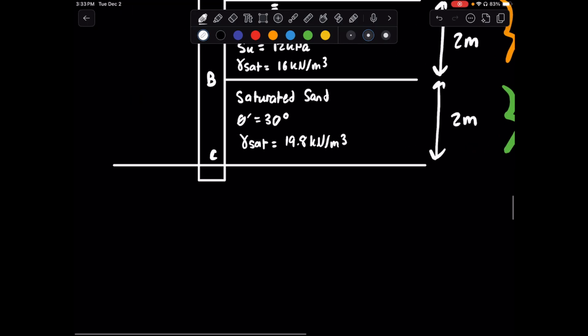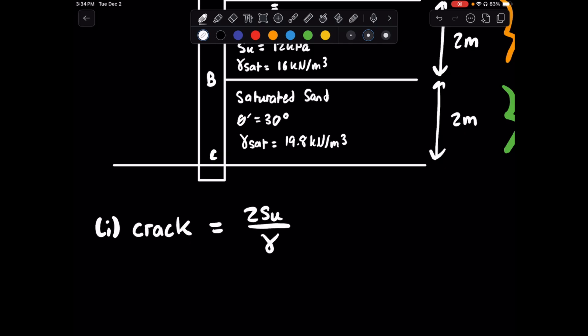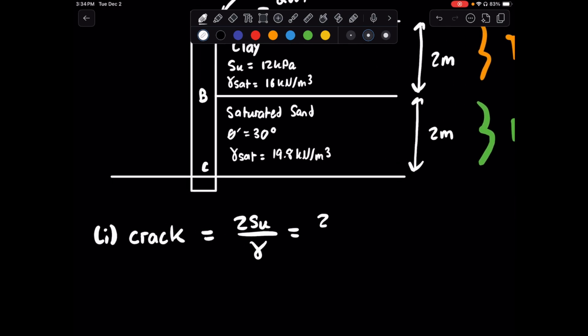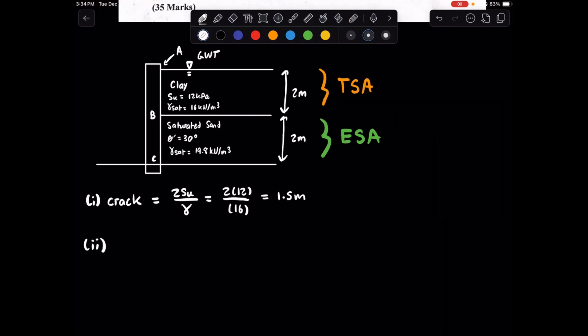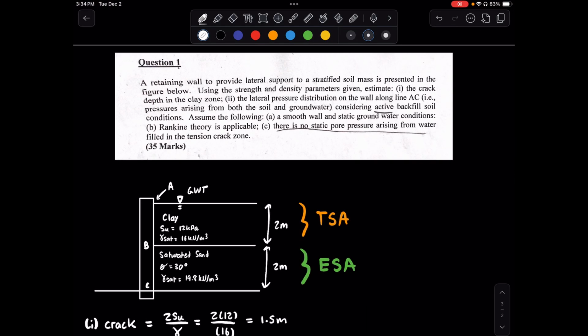Question 1, we need to get the crack length. This one is really quick. Crack length is just equal to 2SU over gamma. I don't think it's in the formula sheet, so it's just something you need to remember, but not too hard. In this case, it's 2 times 12 over 16, which comes out to be 1.5 meters. And that's that. Now for part 2, we need to get the pressure distribution on that retaining wall.